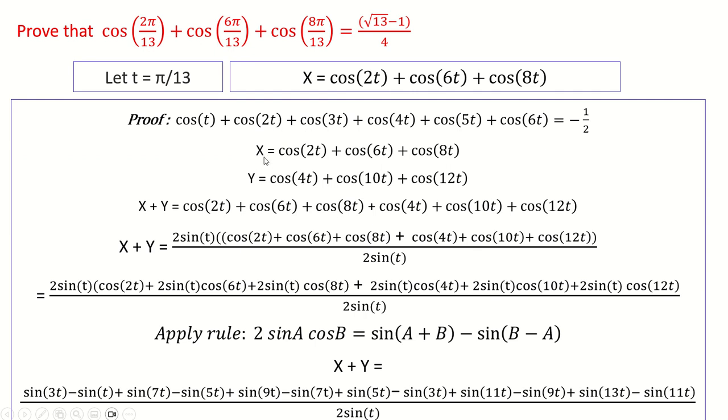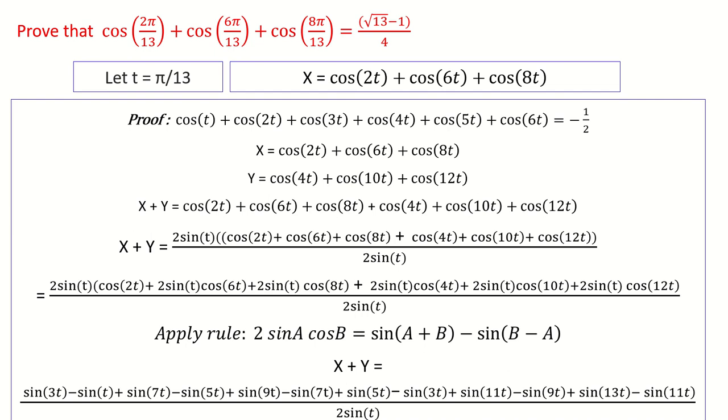Let's take x as cos 2t plus cos 6t plus cos 8t. Why am I choosing this? This is what is given, right? So from here I will come to the proof of the original one. Then you see what is missing, the three other items which are missing. Between 2t and 6t, 4t is missing. So I took cos 4t plus cos 10t and cos 12t. This is y. I'm calling it y.